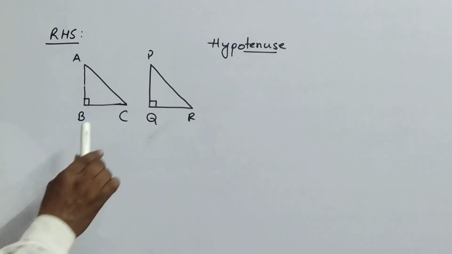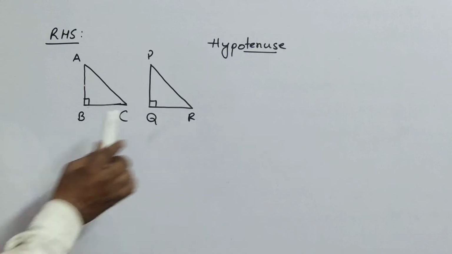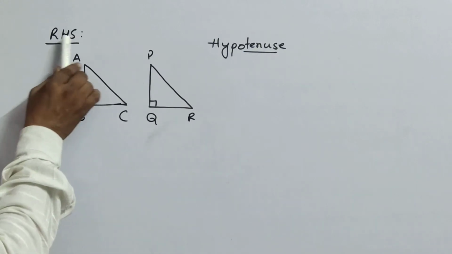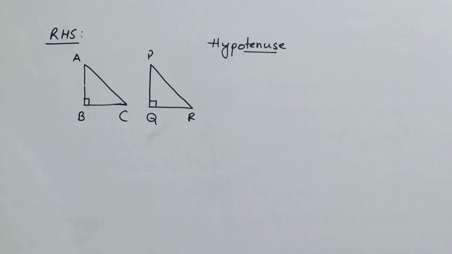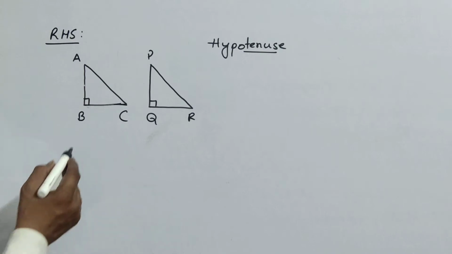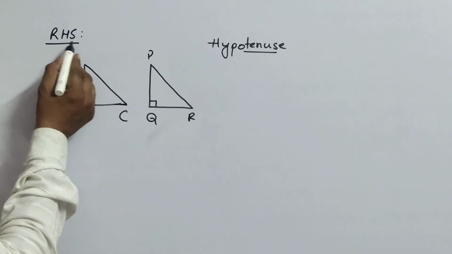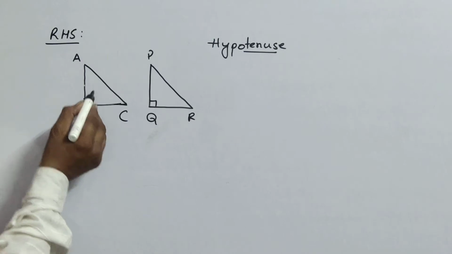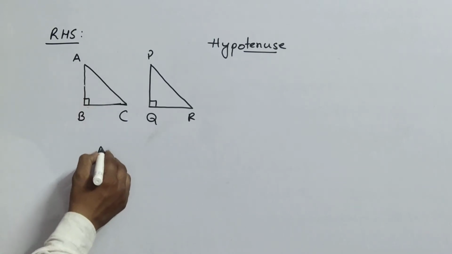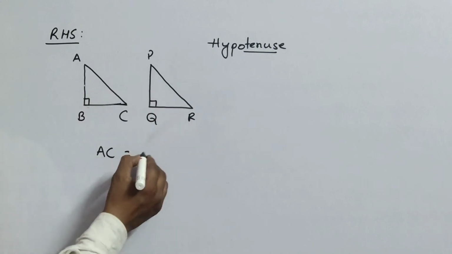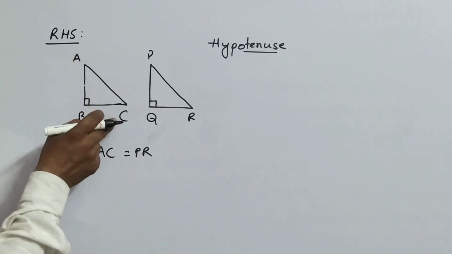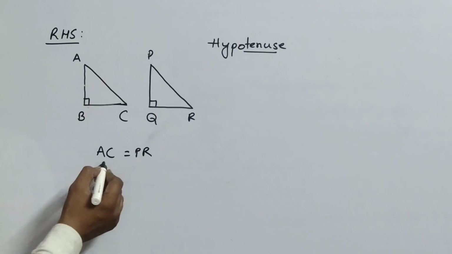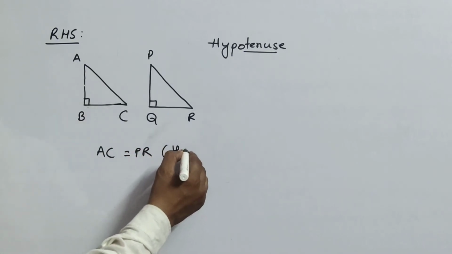Now, how are we going to say these are congruent? RHS, obviously you may feel, means right hand side. That is absolutely wrong. It is right, hypotenuse, side. Right hypotenuse side, children. Now here the longest side is AC, and here it is PR. So these 2 are hypotenuses, right?